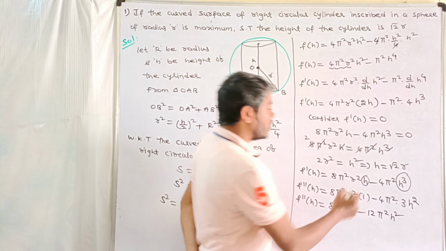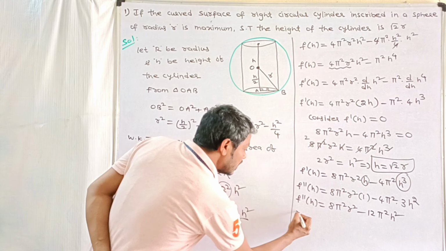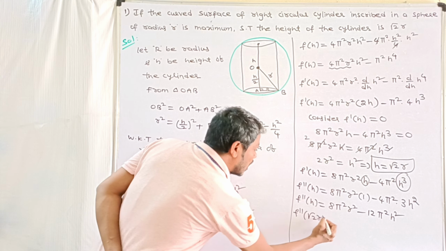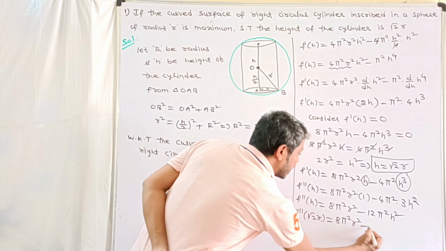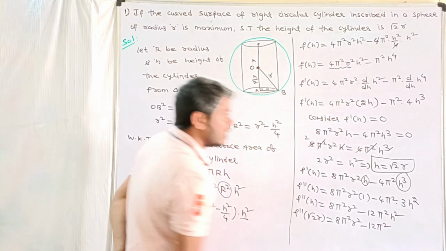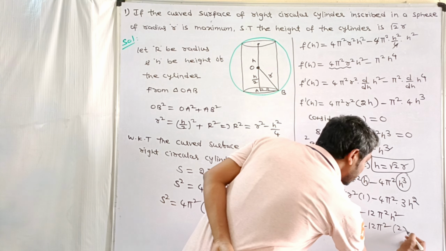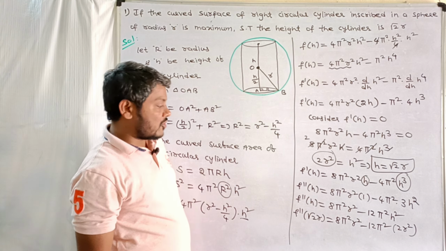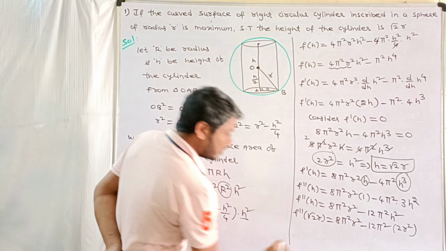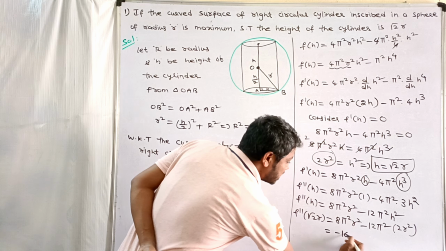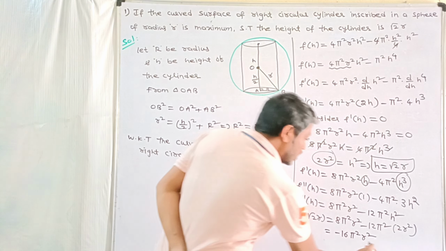Now we can find the h value. What is h? Root 2r. Substitute here: f double dash of root 2r is equal to 8π²r² minus 12π². What is the h² value? 2r². So therefore 8π²r² minus 12 into 2, 24π²r². 8 minus 24 is minus 16π²r². So clearly which is what?